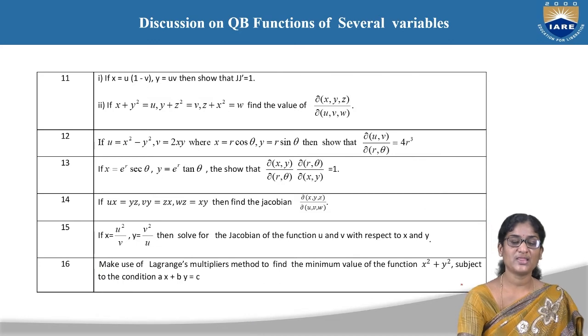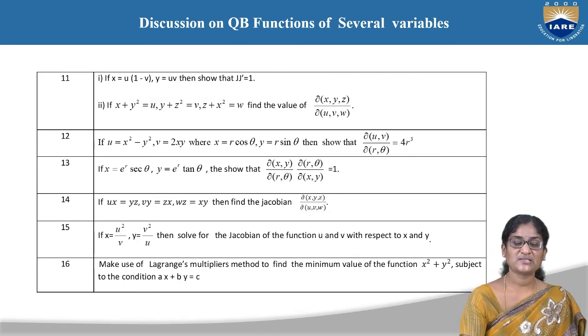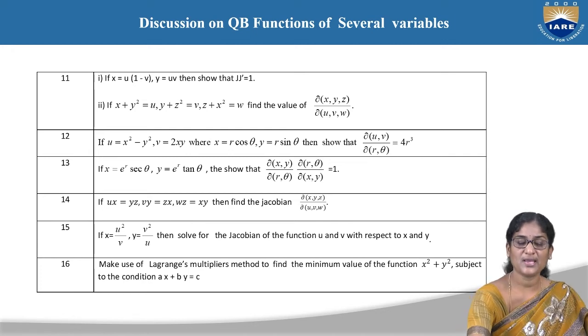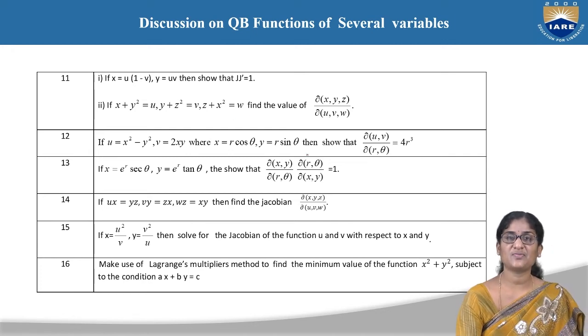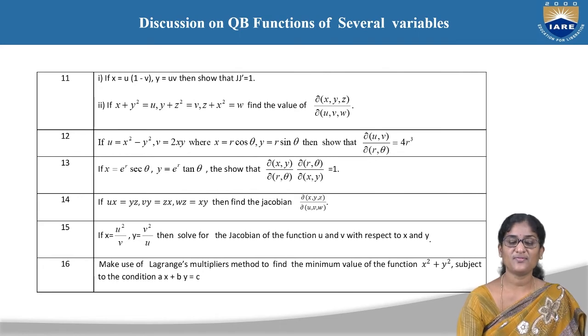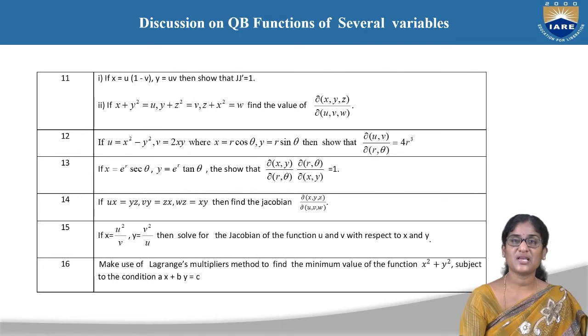Now going to the 11th question, Jacobian values. x is given as u into (1 minus v), y is u into v. We have to show that j into j dash is equal to 1. So here first the explicit nature of x and y with respect to u and v are given. So it is very easy to find the dou of (x comma y) with respect to dou of (u comma v). But if you go for the reverse one, we need to find the explicit nature of u and v with respect to x and y.